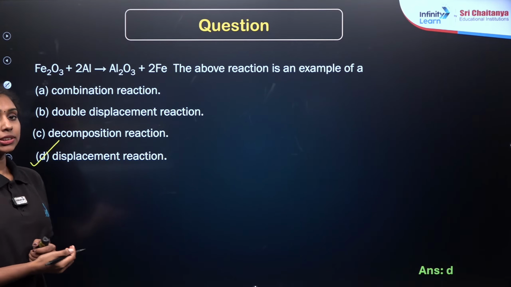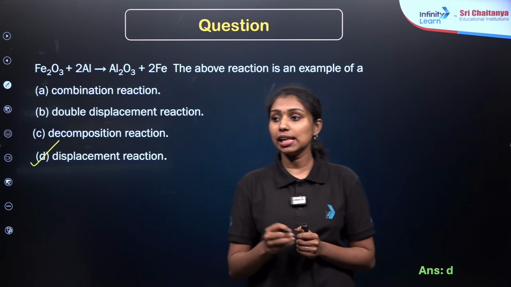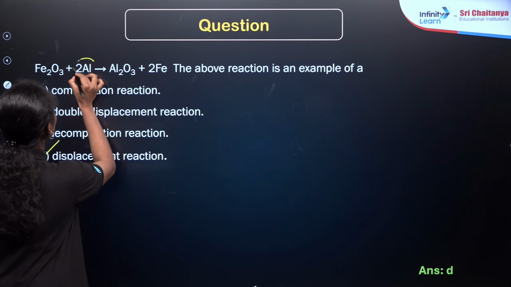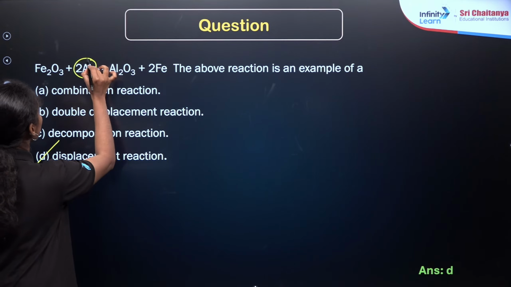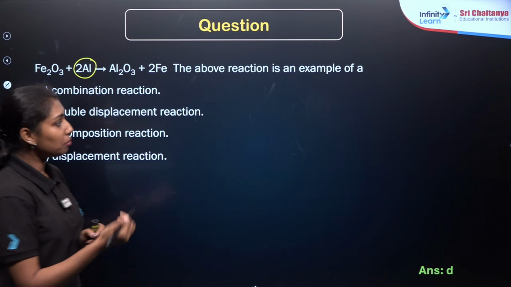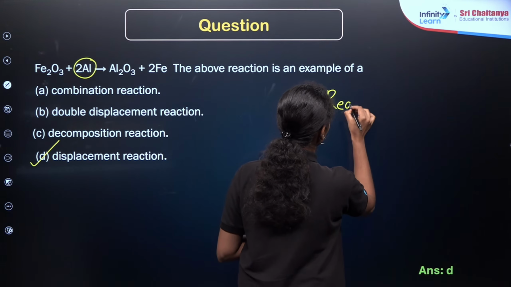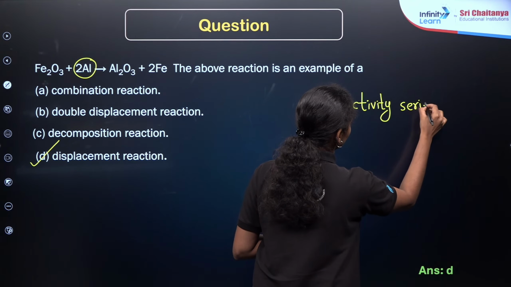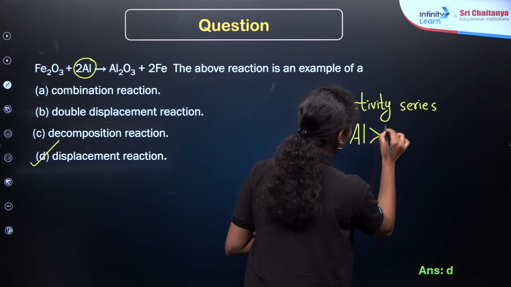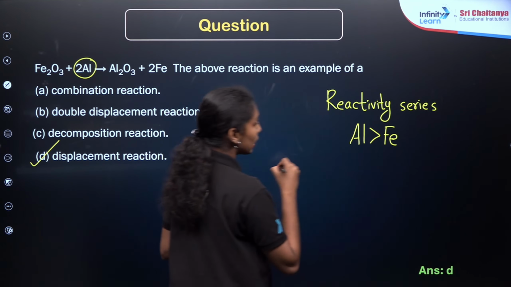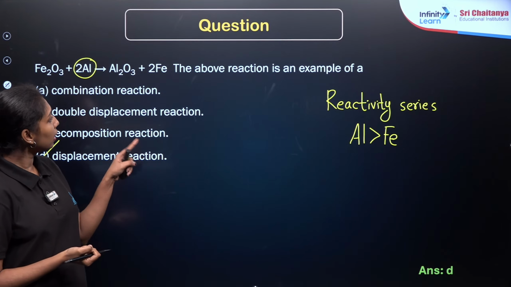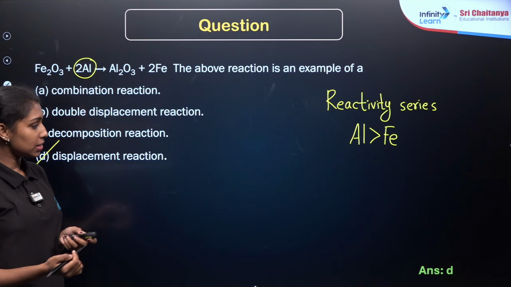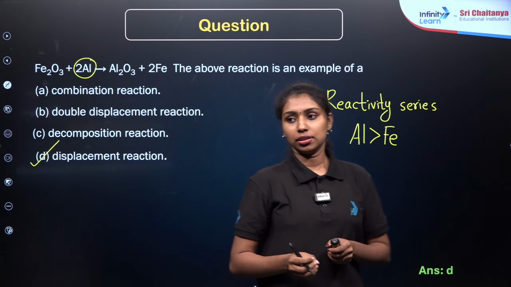What is the meaning of displacement reaction? A highly reactive metal will easily displace the less reactive metal from the solution, right? What you are observing in this particular reaction is that aluminum displaces the iron from the iron oxide, right? If you compare the reactivity series, you can know that aluminum is more reactive than iron, right? So a highly reactive metal always displaces the less reactive metal from the solution. So here aluminum displaces the iron from iron oxide to form pure iron, which means this is a type of displacement reaction. Is that clear?